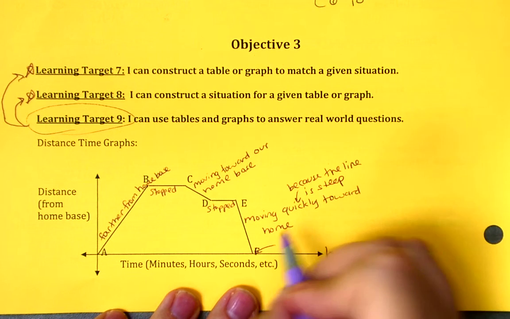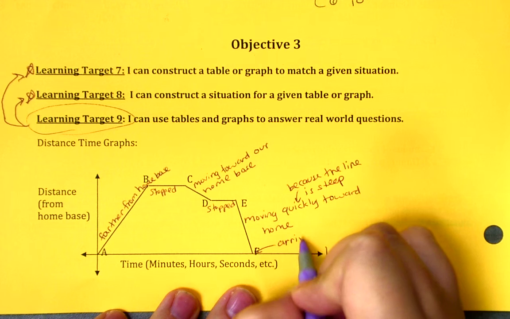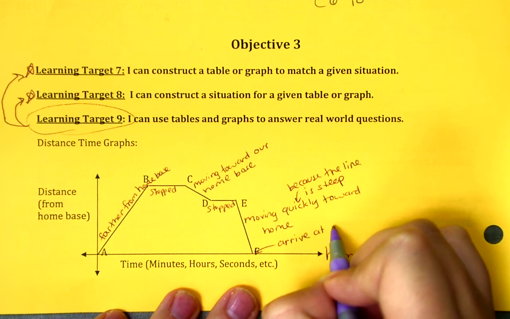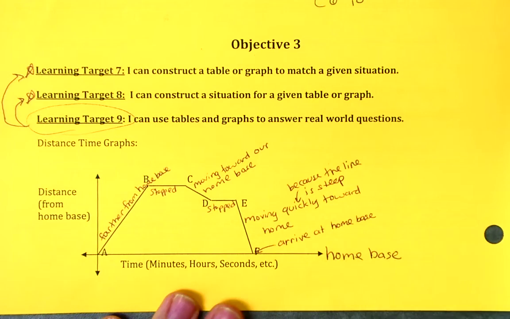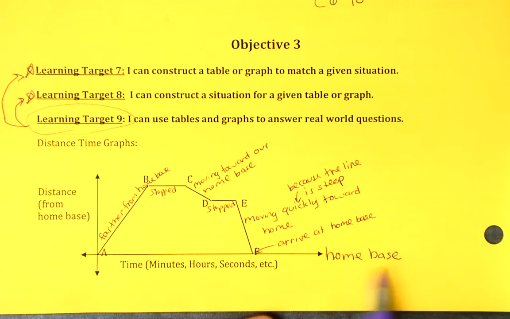And then at F, we arrive at home base. Okay, or like our starting place, or our house, or wherever our goal is. I always call this like our home base. Not the baseball kind of base, but like your headquarters.